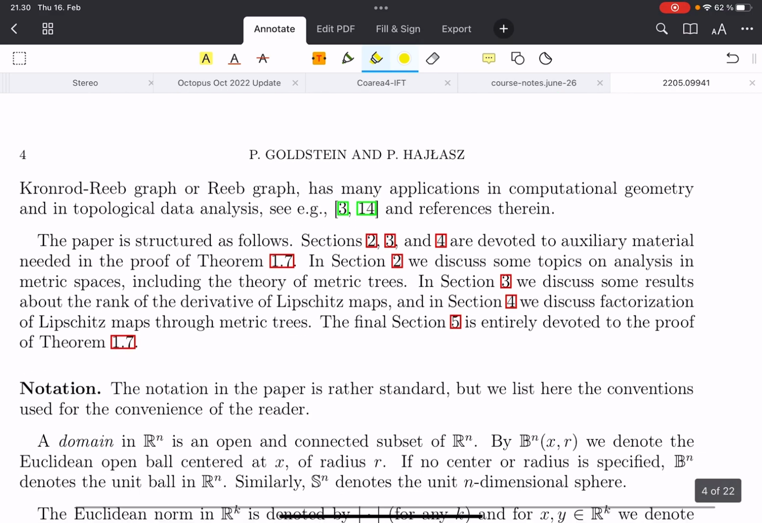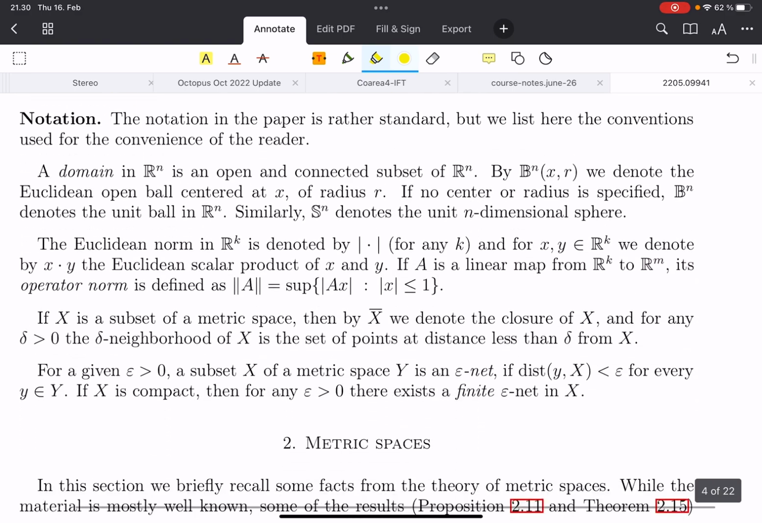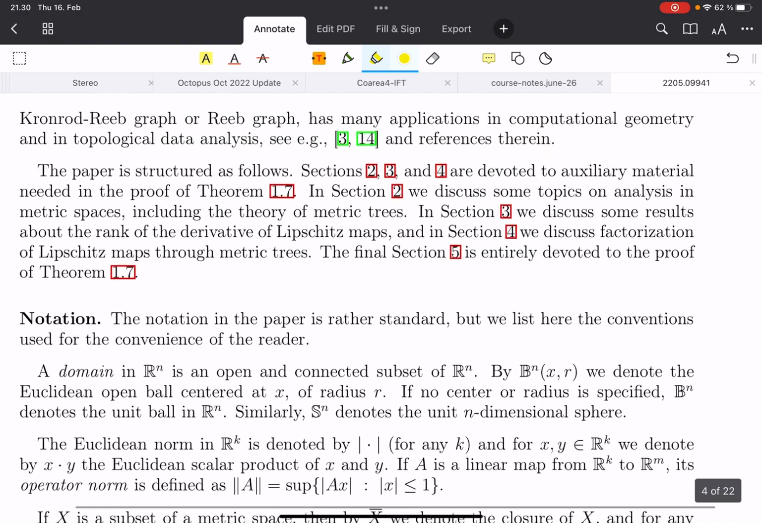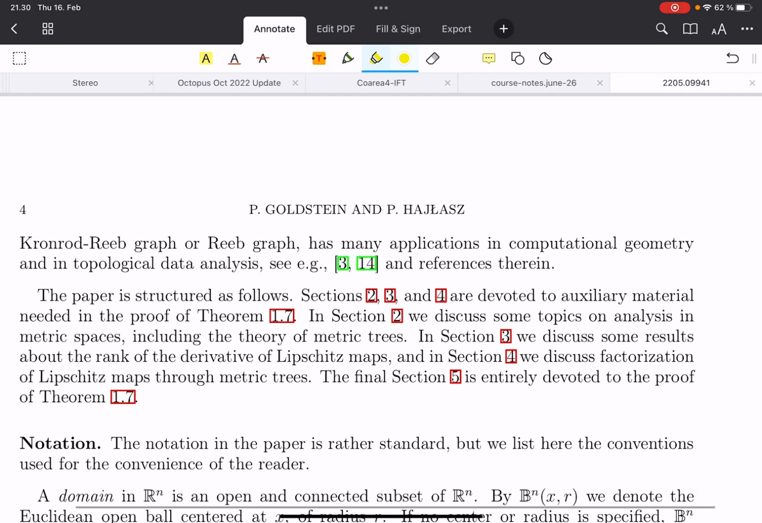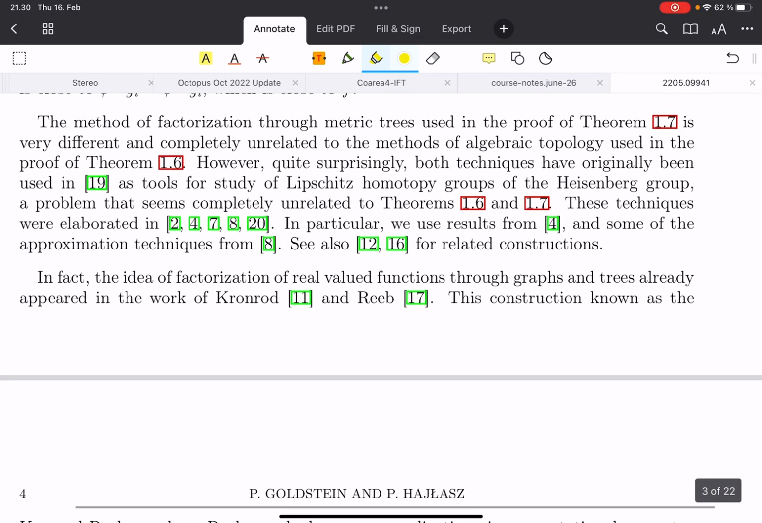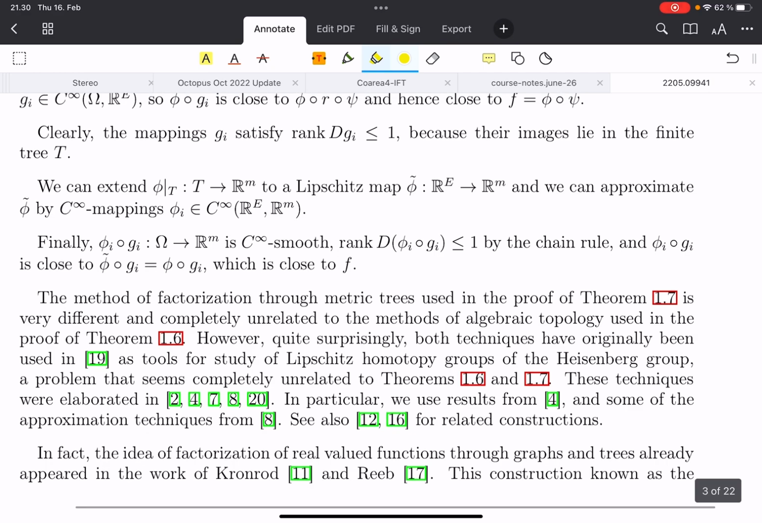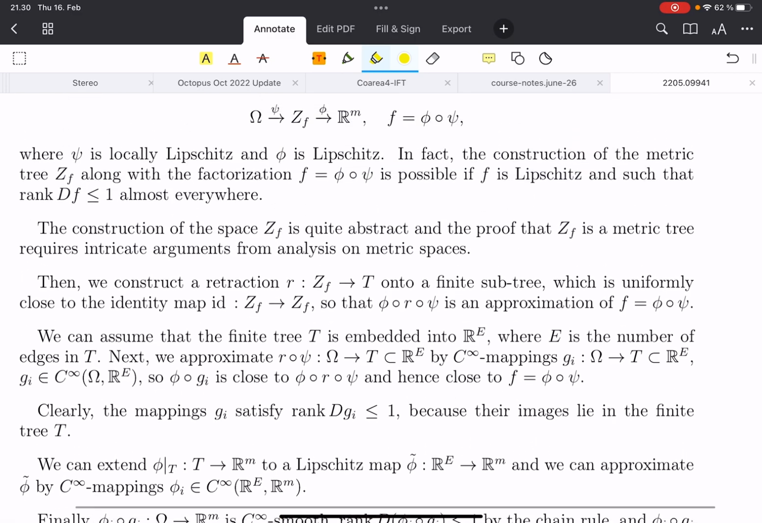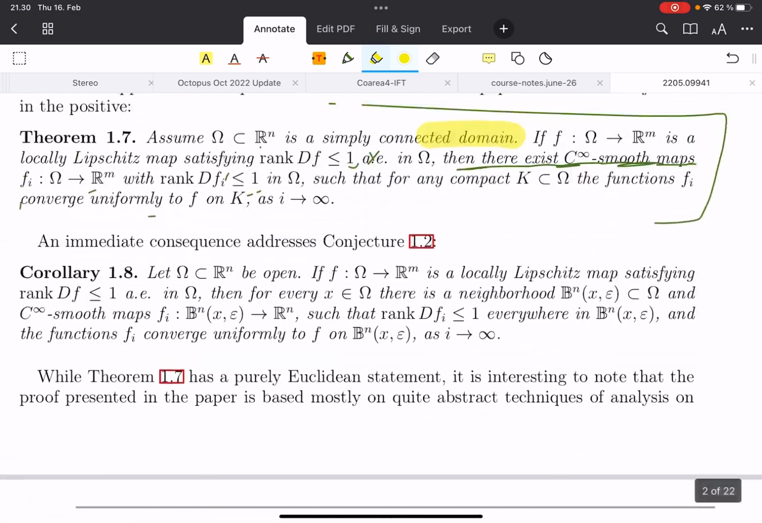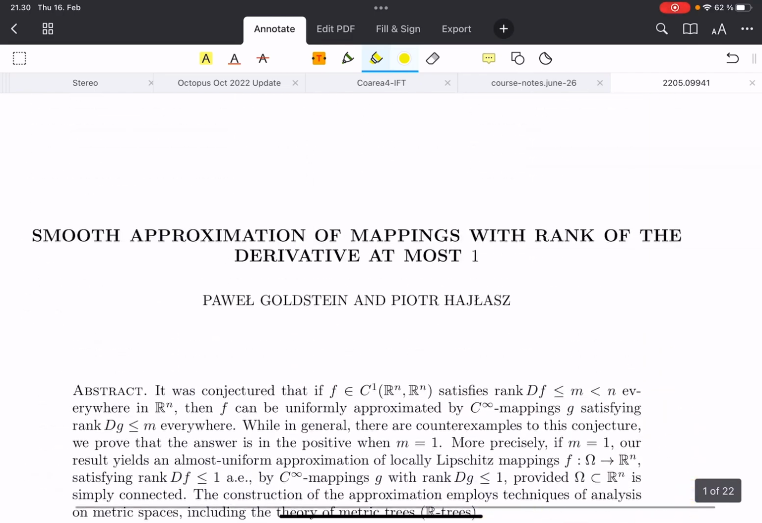I want to just read some important comment from here. Okay, so one method they use is factorization through metric trees. Maybe it's in the abstract, that's why I missed it.